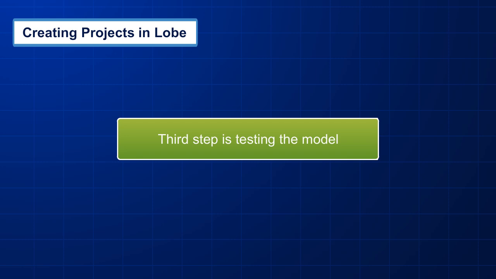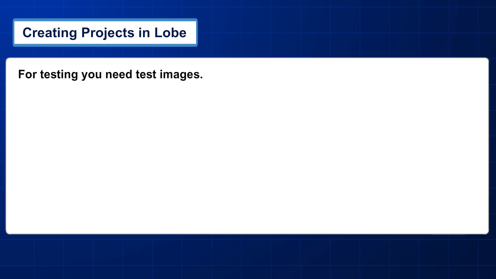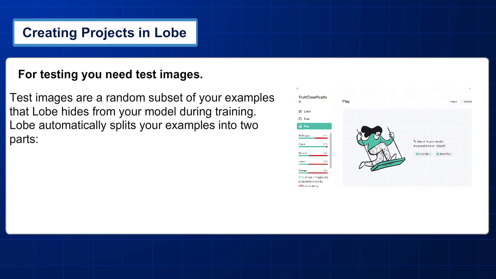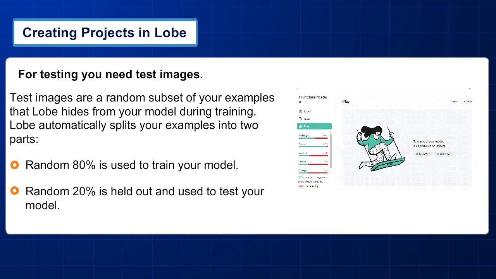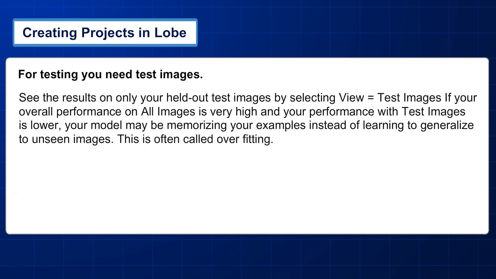Third step is testing the model. For testing, you need test images. Test images are a random subset of your examples that Lobe hides from your model during training. Lobe automatically splits your examples into two parts. Random 80% is used to train your model. Random 20% is held out and used to test your model. See the results on only your held out test images by selecting View, Test Images.